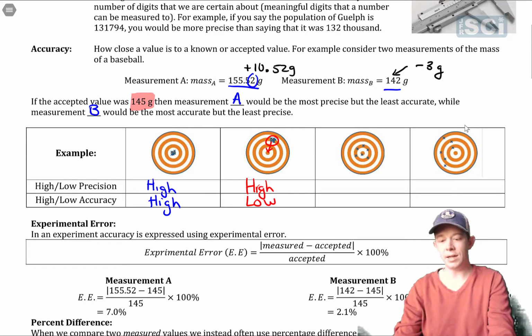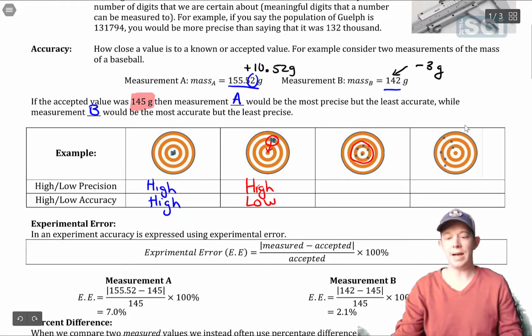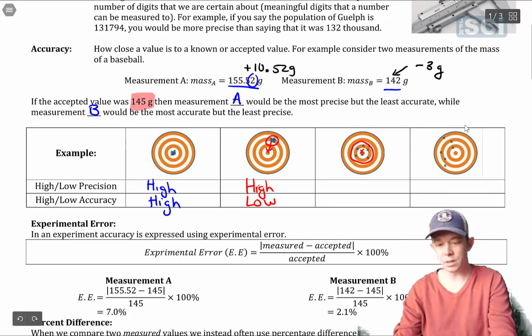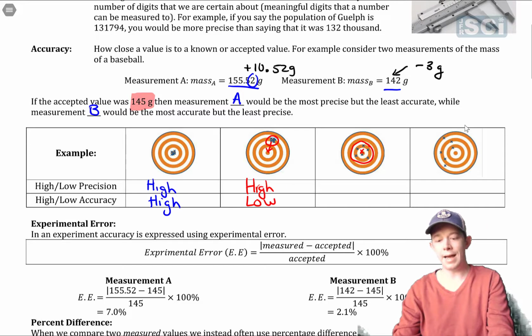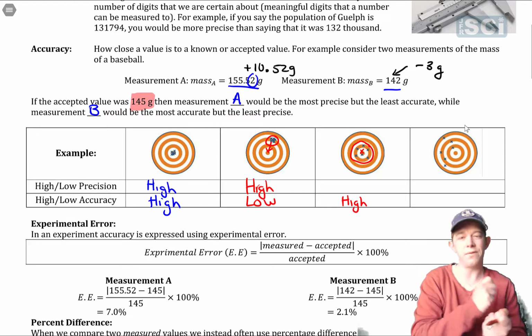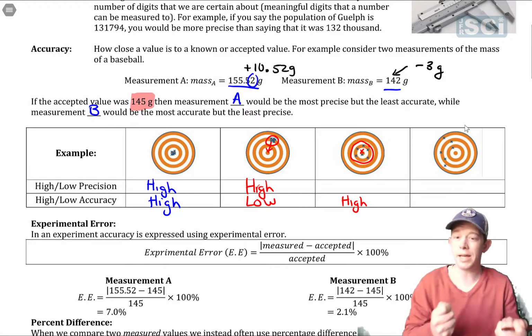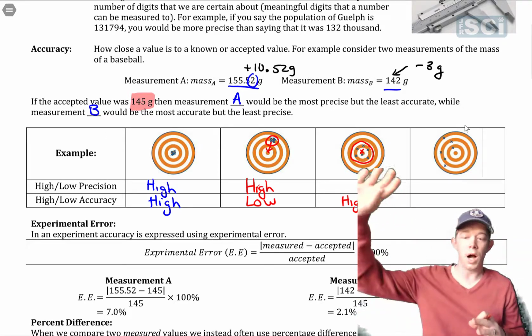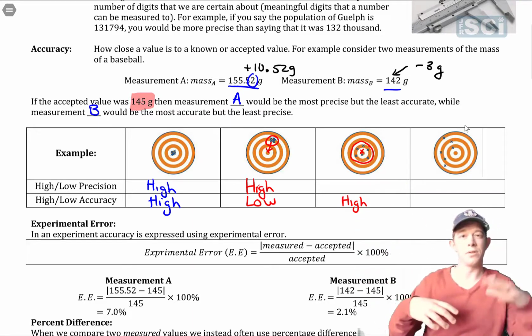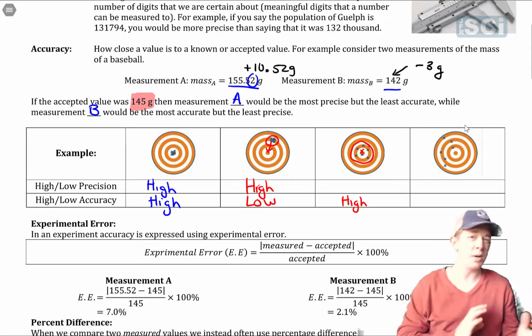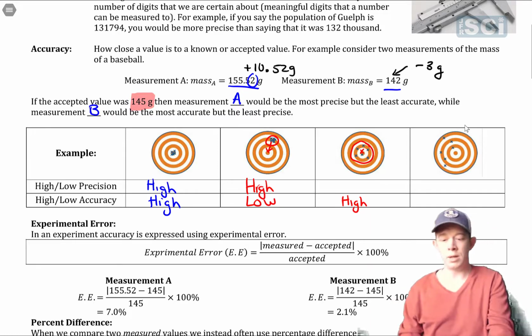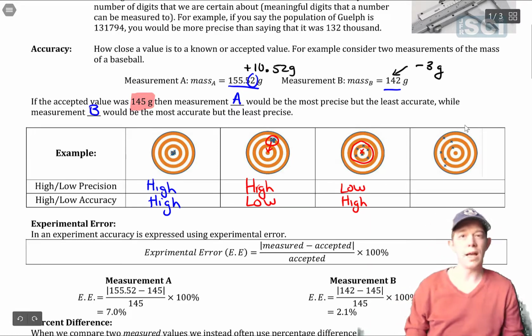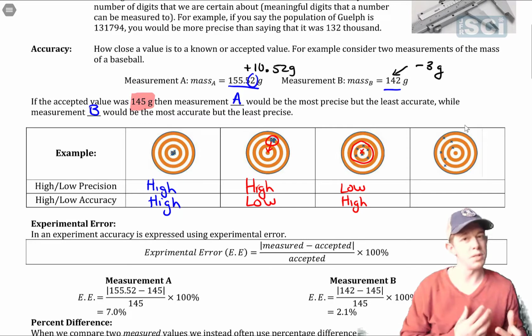Now, same idea here. If I average all of these out, I probably get something close to the middle, which means that my accuracy is actually quite high, because if I took the average of my measurements, I would probably get pretty close to the middle of that bullseye. But my precision, my data is all over the place. I have some that are in the top right, some in the top left, bottom left, bottom right. My measurements are all over the place. So I say that whatever tool I used had a low measurement of precision.